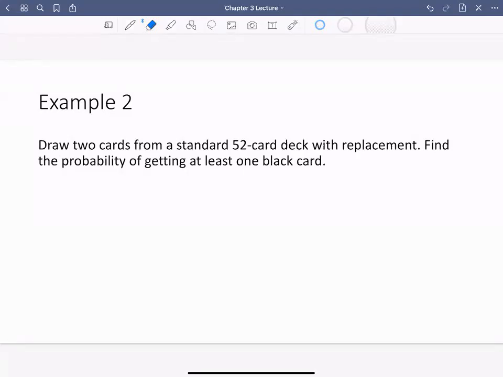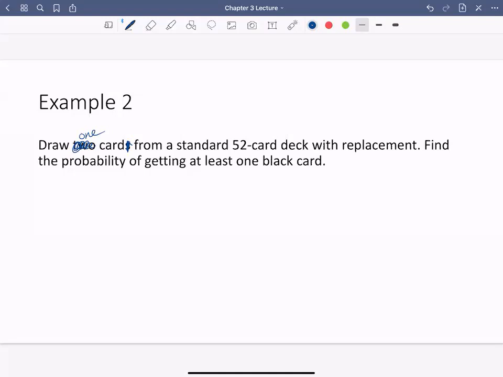I'm with replacement, right? So let's just talk about 1 card. Forget 2 cards. Let's just say I change this to 1 card. Draw 1 card from a standard 52 card deck. What's the possibility of me getting 1 black card? It's 1 out of 52. Right? That's exactly what it is.